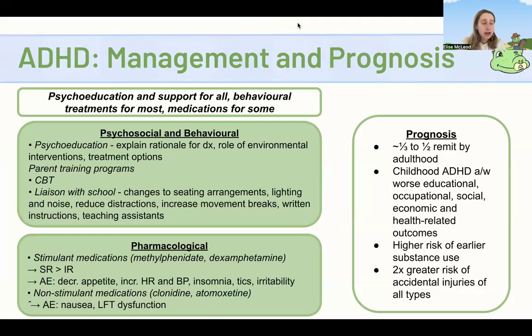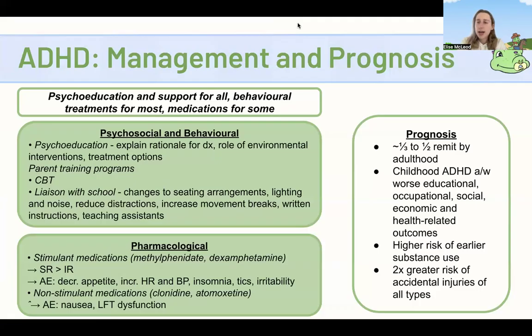Then pharmacologically, stimulants are first line, things like methylphenidate, dexamphetamine. So this is your Ritalin, your Concerta. And slow release is preferred over immediate release because then you've got drug on board the entirety of the school day, for example. Some of the side effects might involve a decreased appetite and increased heart rate and BP. That's why a baseline ECG is really important for these kids. And a baseline blood pressure. They might get some insomnia, a bit of irritability.